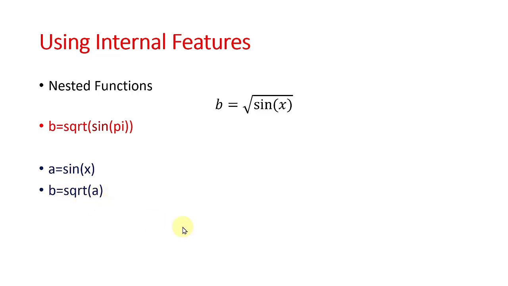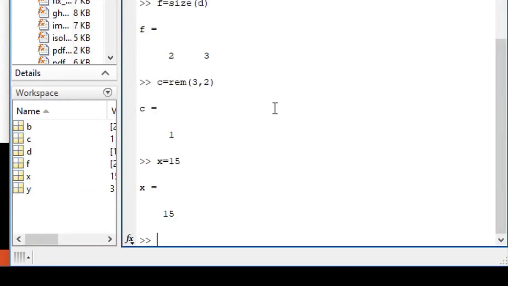So, let's see how to do this in Matlab. Let's say that x equals 15, and in b we're going to store the square root. We open and close parentheses. It's always good practice to do this, and then we type sin, open and close parentheses, and here we put x. So, the result is 0.8064.